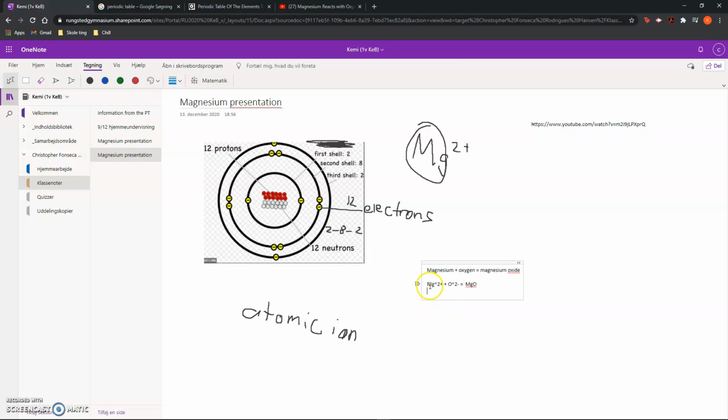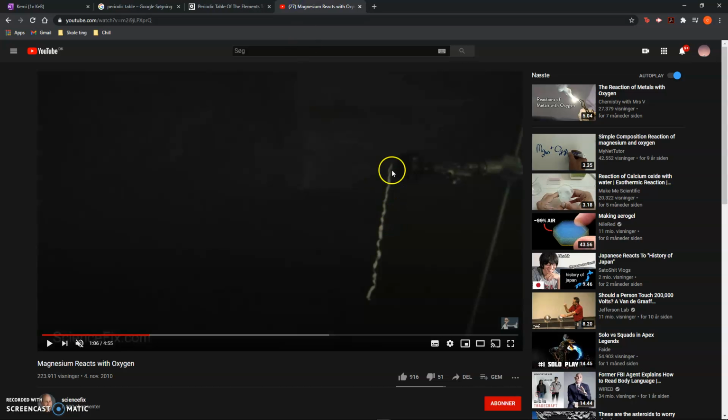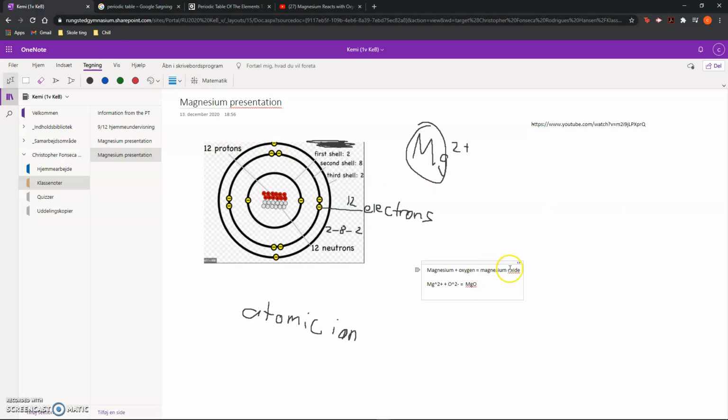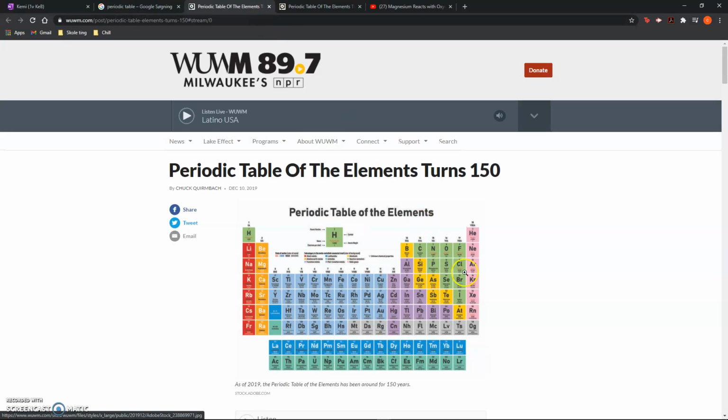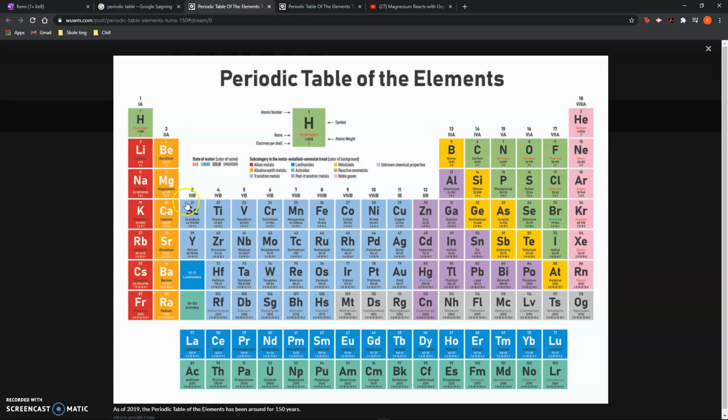So when we go back, we can see right here I've put up the chemical equation. We've got the two reactants right here: the magnesium, and then the oxygen. What we just saw here is the product, the magnesium oxide, as we can see here. Because magnesium wants to become neon, which has 10 electrons, it wants to give away 2.